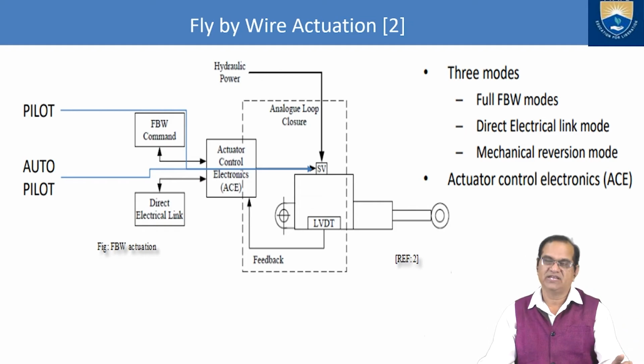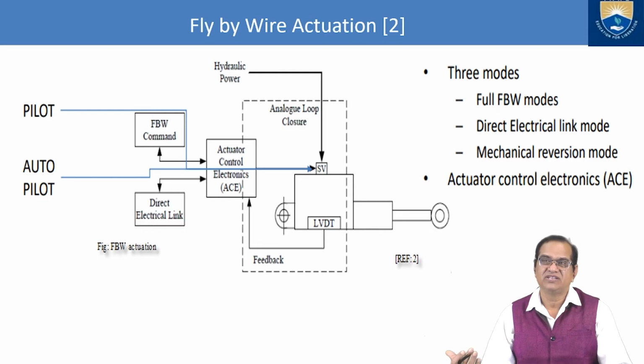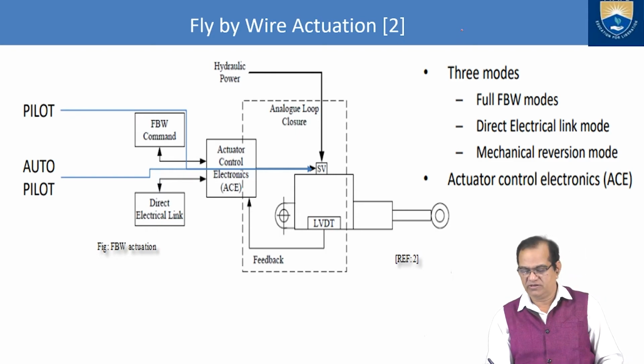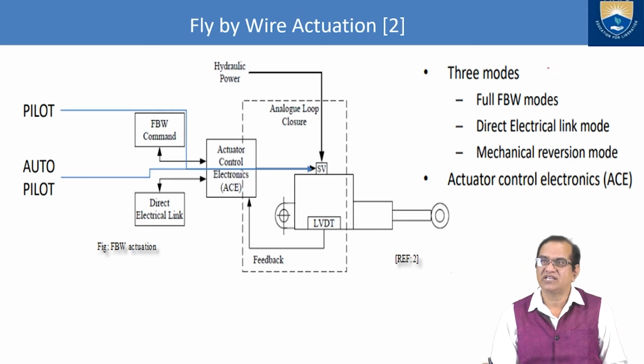Now today's topic is fly-by-wire actuation. So we should focus very much on this diagram and how these things are working. Here it is given as a reference, and if you see, in fly-by-wire we have 3 modes: full fly-by-wire mode, direct electrical link mode, and the mechanical reversion mode. Then we have actuator control electronics. So these are the modes.